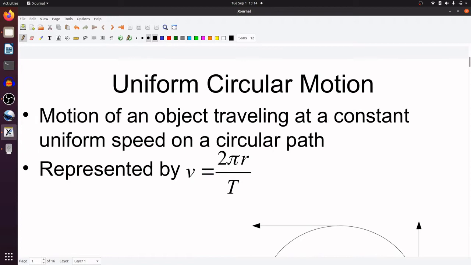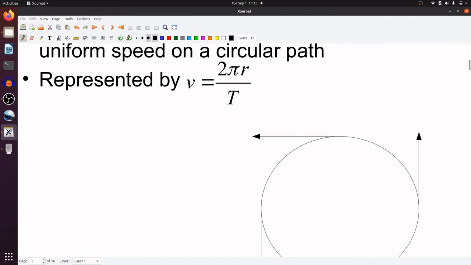Basically, it's the motion of an object traveling at a constant, uniform speed in a circular path. And it is denoted by 2 pi r over T, and there are some things that are different. This is a capital T. This capital T stands for period, and its official units are just seconds.